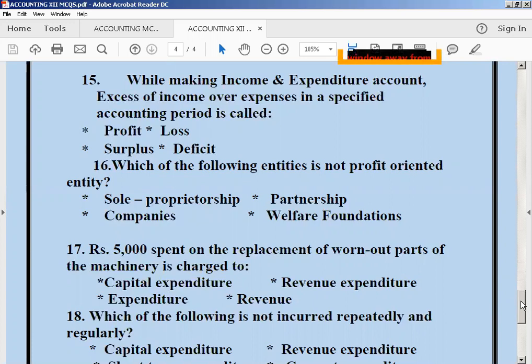While making an income and expenditure account, the excess of income over expenses in a specified accounting period is called dash. It will be a profit, a loss, a surplus, or a deficit. Then number 16, which of the following entities is not a profit oriented entity? Sole proprietor business, the partnership, companies and welfare foundation. This is related to partnership formation.